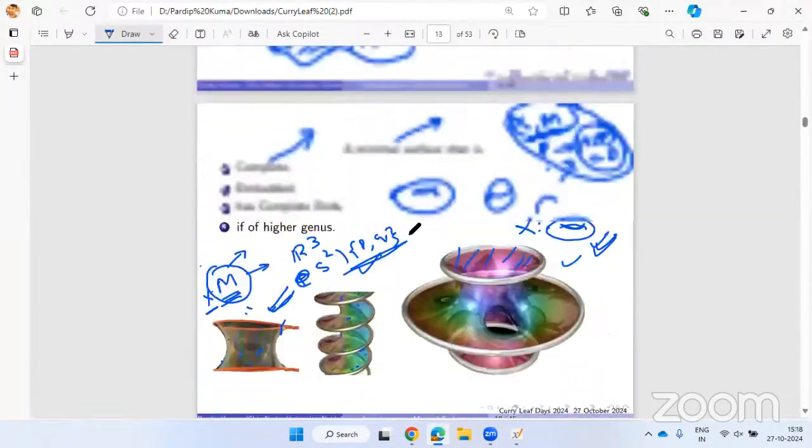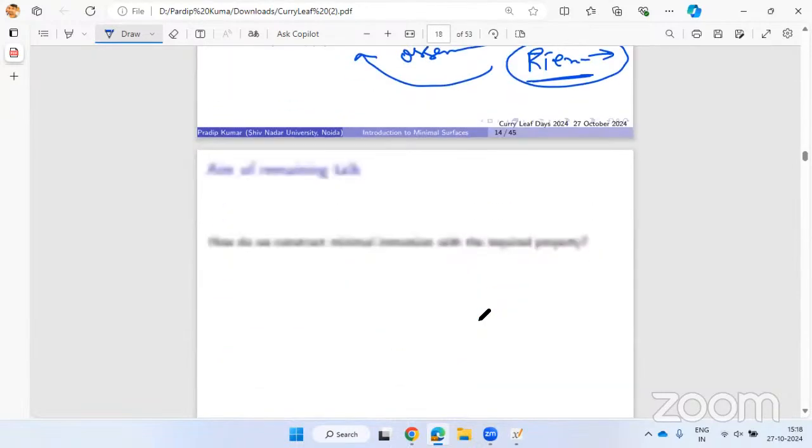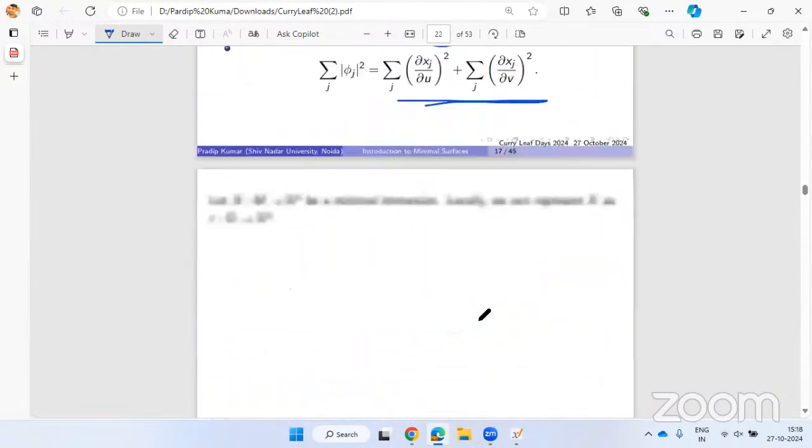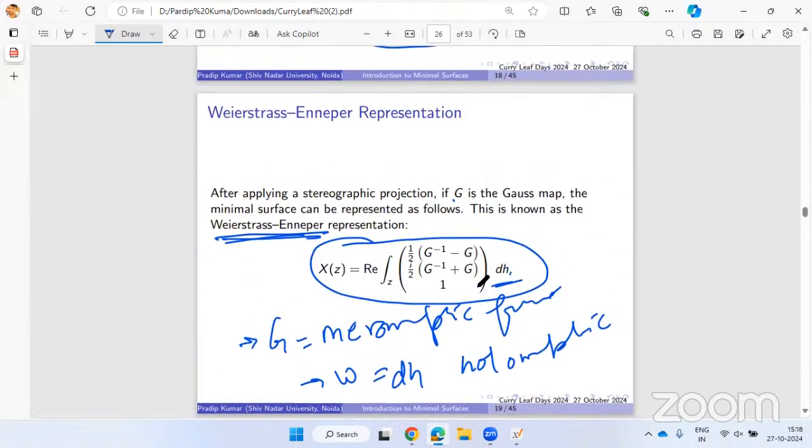As soon as you put the condition that it is a complete, embedded minimal immersion, then finding G and DH turns out to be very difficult. Finding G and DH looks very easy sometimes, how to find out G and DH.